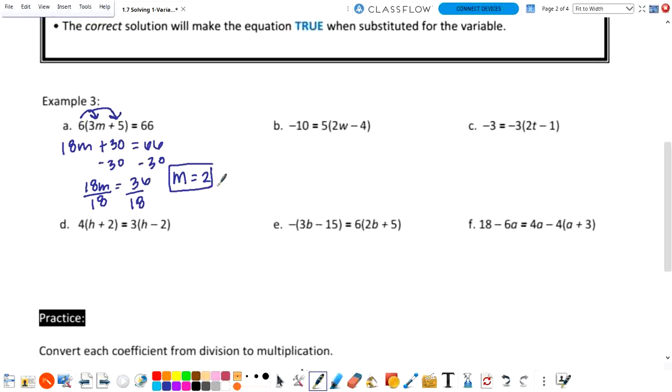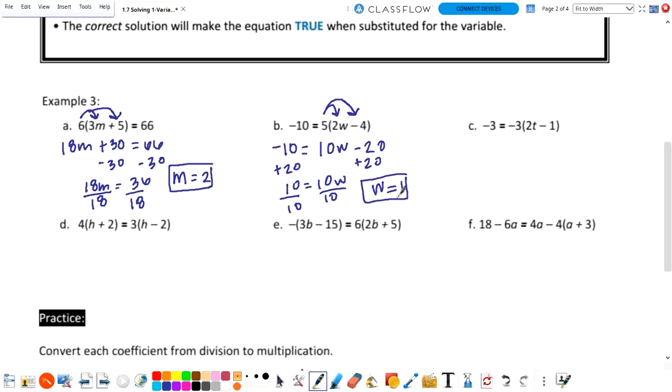All right, let's look at b. So we have negative 10 equals 5 times (2w minus 4). Once again, before we do anything else, we need to distribute our 5 to the 2w and the negative 4. So 5 times 2w gives us 10w, 5 times negative 4 gives us negative 20. Okay, so now we can solve. We're going to add 20 to both sides. Negative 10 plus 20 gives us positive 10 equals 10w. Now we can divide. So 10 divided by 10, our w is going to equal 1.